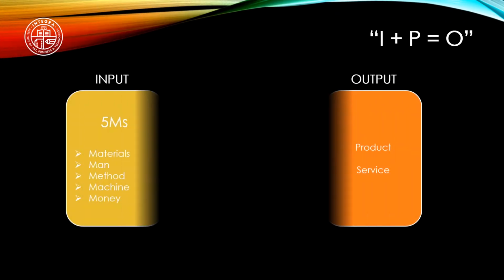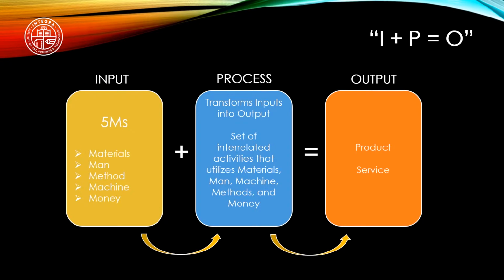In every business, the operations can be simplified into an IPO model, or the input process output model. It is a functional graph that identifies the inputs, which are the resources, and the process, which is a set of interrelated activities that utilizes materials, manpower, methods, machine, and money, and transforms them into outputs.